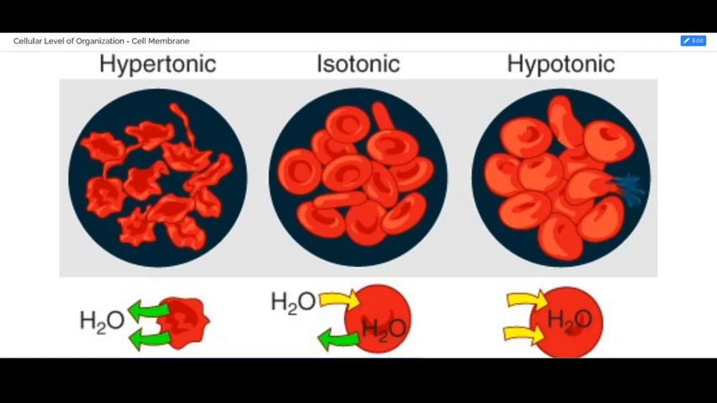The center picture represents what cells should look like in a normal situation. So if the red blood cells have been put in plasma, serum, whatever you want to call it, a regular bodily fluid, they should maintain their normal shape. There's no net movement of water in or out of the cell. There is movement of water in and out of the cell, but the movement cancels out. As much comes in as comes out.